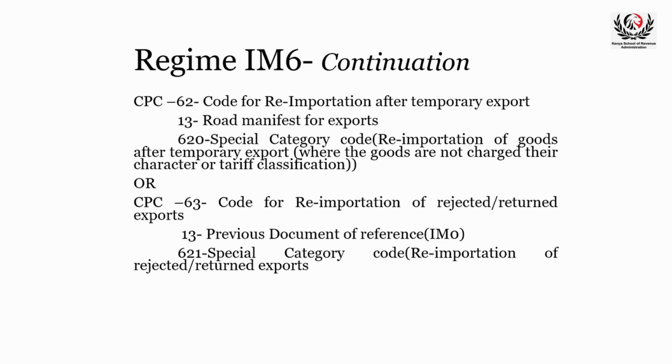in the country of exportation. So in this case, when they are coming back, the CPC to use is 63, where 63 is the code for the importation of rejected or returned exports. And then we have 13, which is the previous document that was used for export. In this case, we used the load manifest. And then the special category code is 621, which is for rejected or returned export.